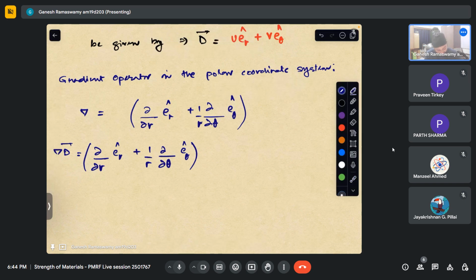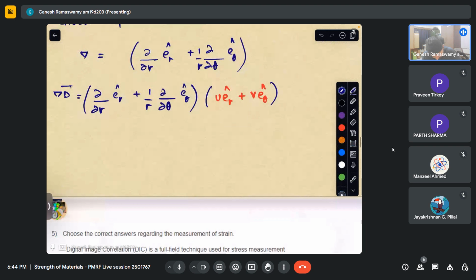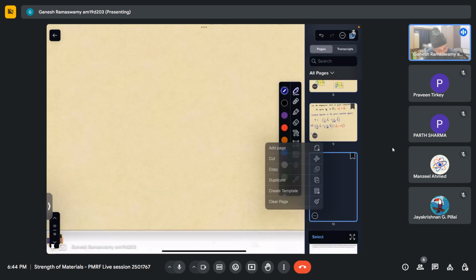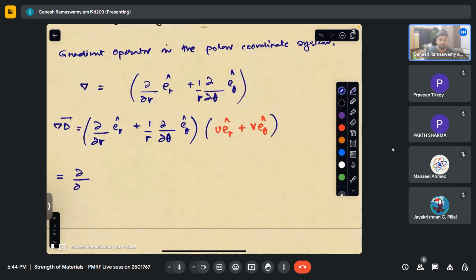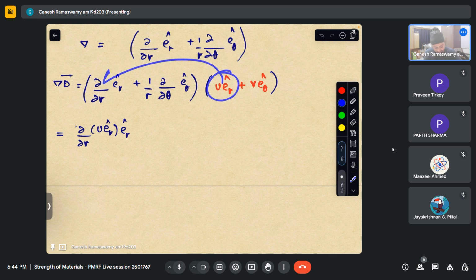Okay, and I have to operate it over this. So let me do that. Let me add the page here, and it is just a product rule. From now on, we are just going to apply the product rule systematically and see which components of the tensor are coming about. So dou by dou r of u e_r cap e_r cap. What I've done here is I have just placed this thing. I have multiplied this out. When I multiply it with the operator, it essentially operates on the operand.